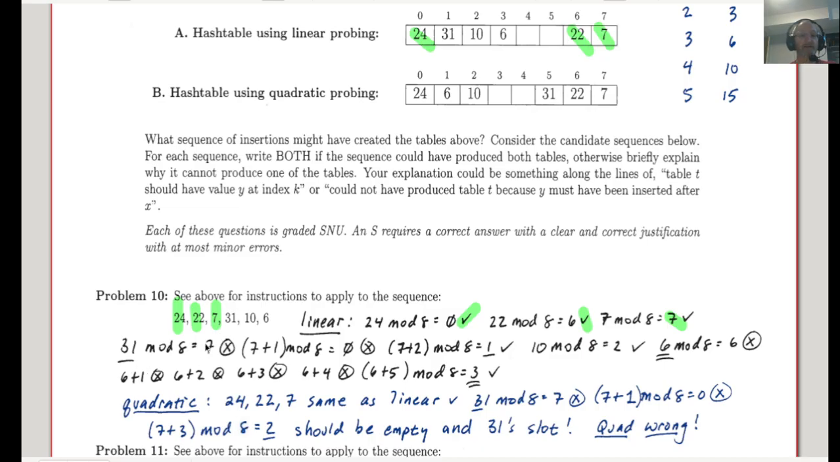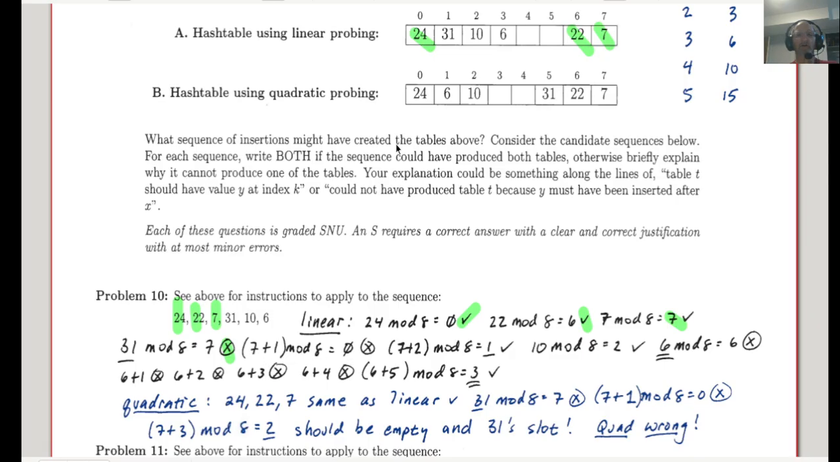31 mod 8 is 7, but this has a collision because 7 is already in the table. Notice it's highlighted green up here. So in linear probing, we're going to take that cell or slot that it would have gone to. We're going to add on sequential values of the probing sequence until we find an empty slot, all of this mod 8. So for linear probing, we're going to add 1.